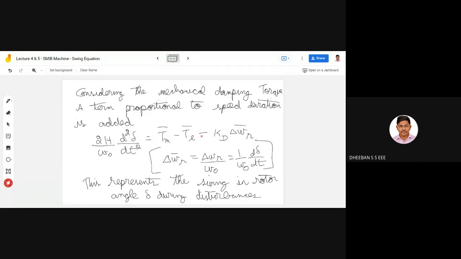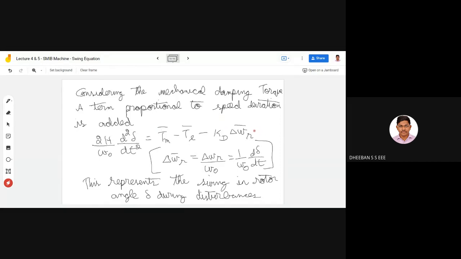So Tm minus Te minus Kd, where this is the damping torque constant, times del omega r dash, that is your change in angular velocity in terms of electrical radians. This represents the swing in the rotor angle del during the disturbance. Okay, so this is the equation representing your rotor angle disturbance. Here you can see there is an interrelationship between the mechanical quantity as well as the electrical quantity in this equation.